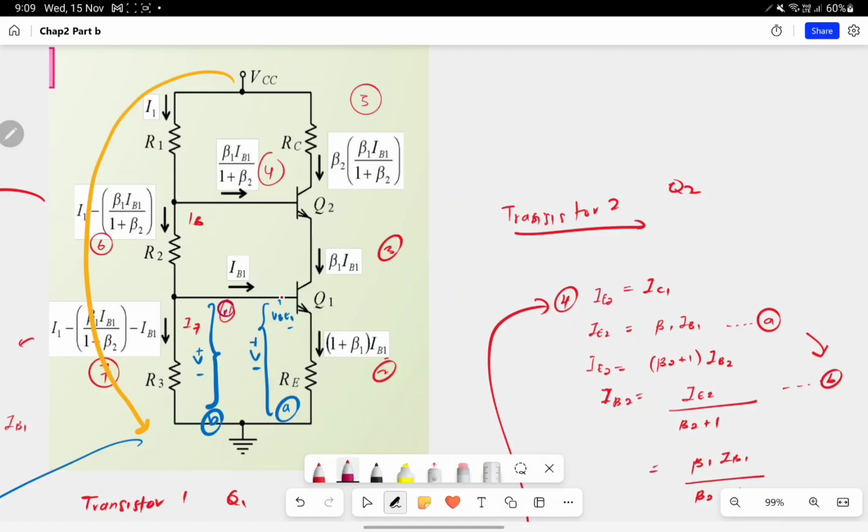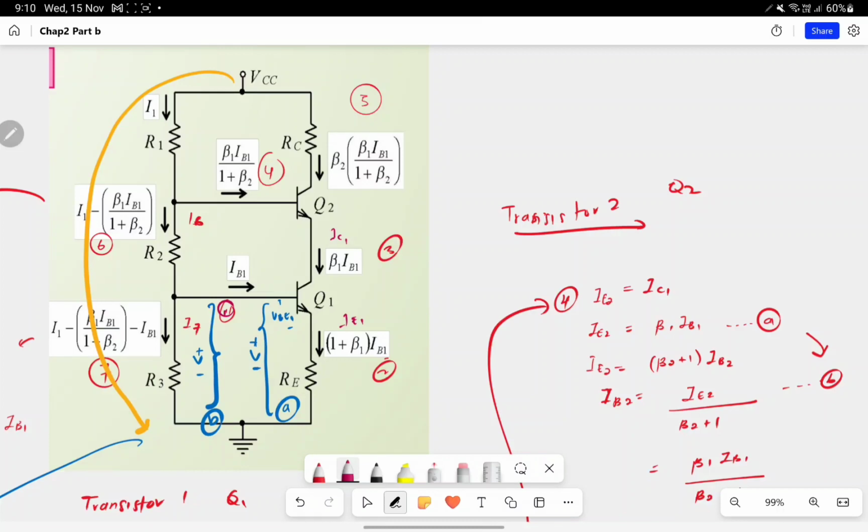We know that the current entering the base of Q1, we call it IB1. From IB1 we can derive IE1. The IE1 equals (1 plus beta 1) times IB1. Right. The second step, you derive the equation for IC1. So IC1 equals beta 1 times IB1. Alright. And then after that, we can derive for the second stage.